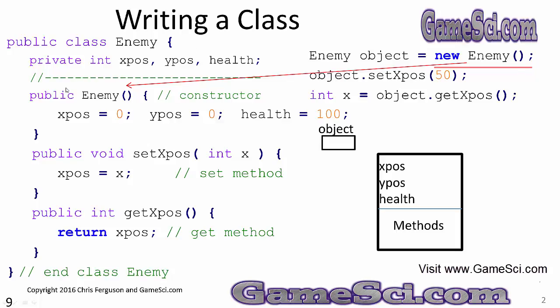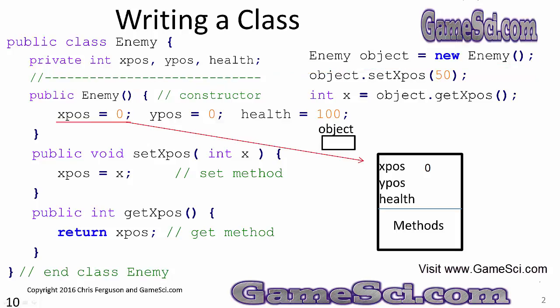We're calling the constructor method over here. See the curly braces on the constructor methods? See the curly braces over on this side? What we're doing is we are building a new enemy object and calling the constructor method of the enemy object. So let's go execute the constructor method of the enemy object.